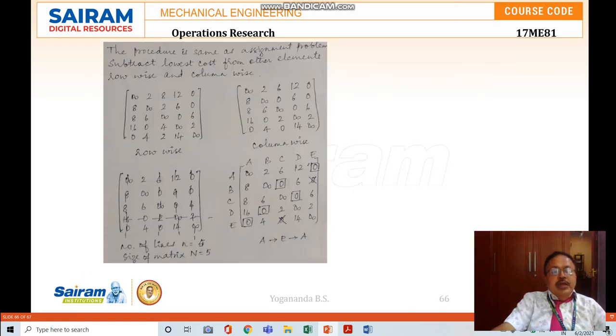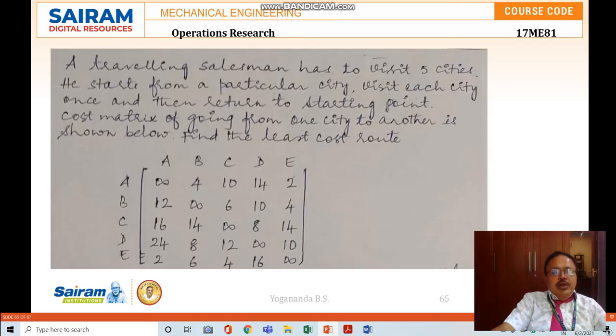So the first step here is to go for the row minimization table. In each individual row, we have to find the lowest cost and subtract it from the other elements. The procedure is the same as the assignment problem: subtract the lowest cost from other elements row wise and column wise. So in the first iteration, row minimization. The lowermost cost is 2.